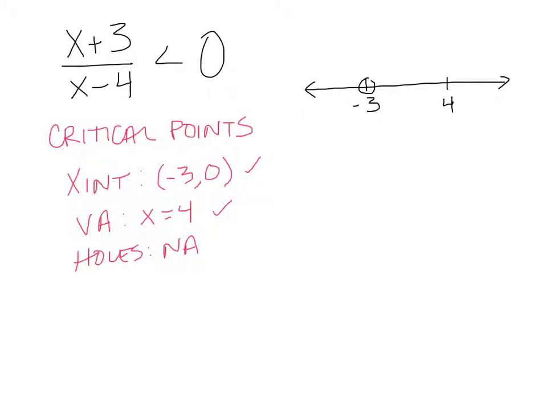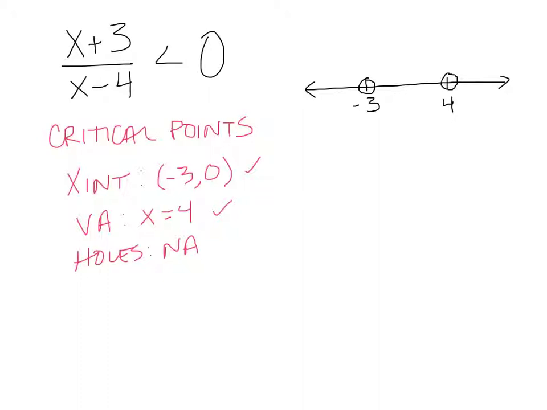The graph does exist at the x-intercept. However, I don't want to know where it is less than or equal to 0. I want to know where it is strictly less than. So I'm going to keep it an open circle. The graph does not exist at the vertical asymptote, so no matter what the inequality sign is, it's always going to be an open circle.